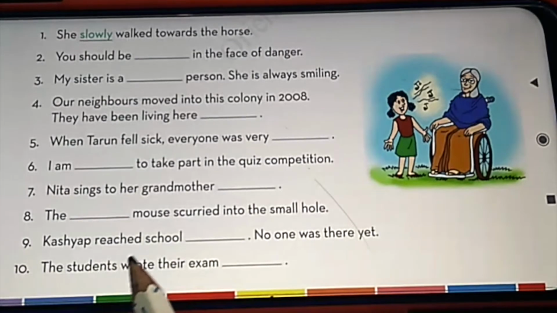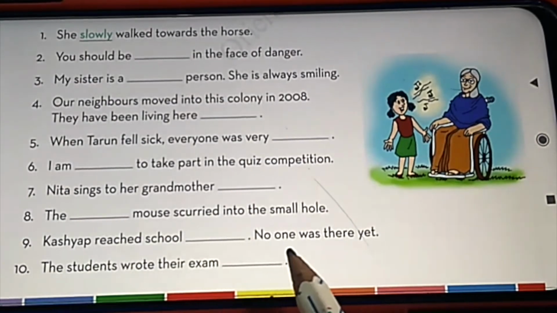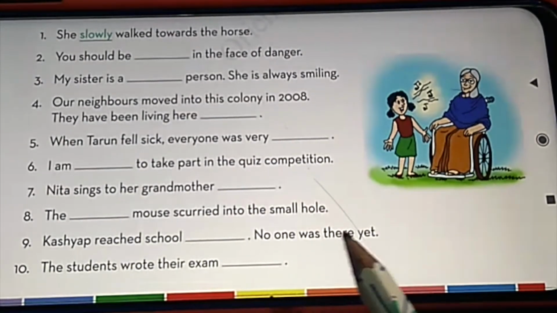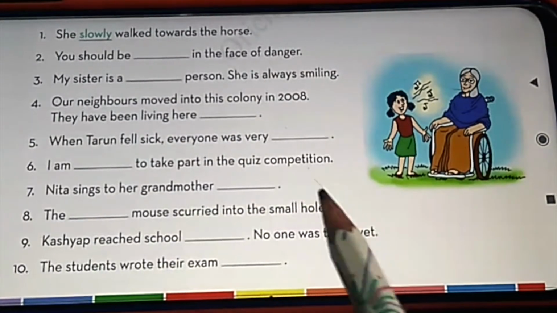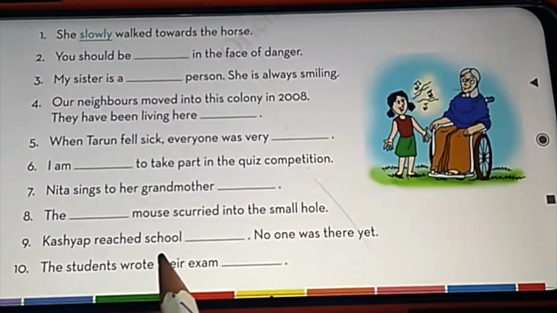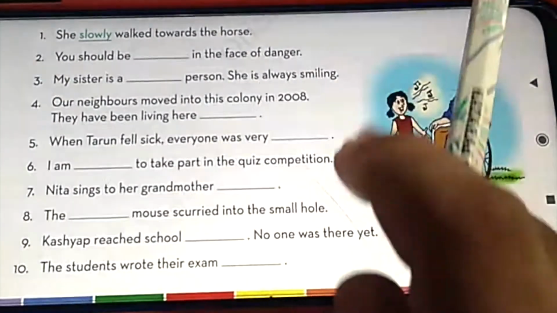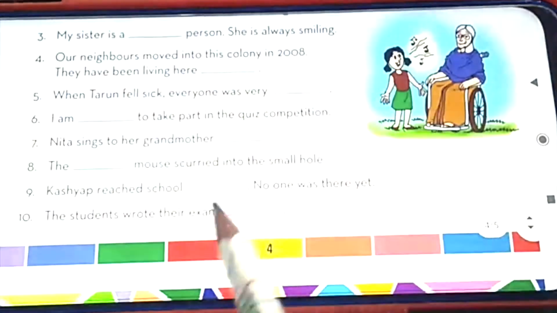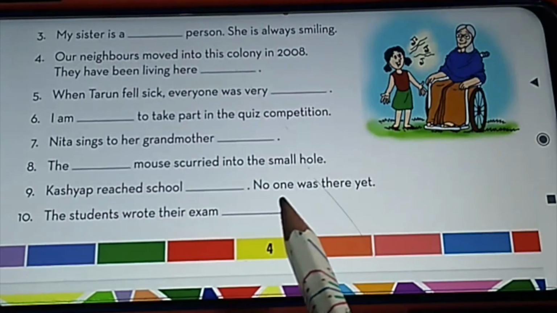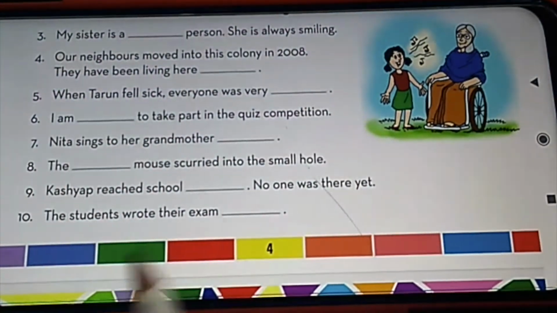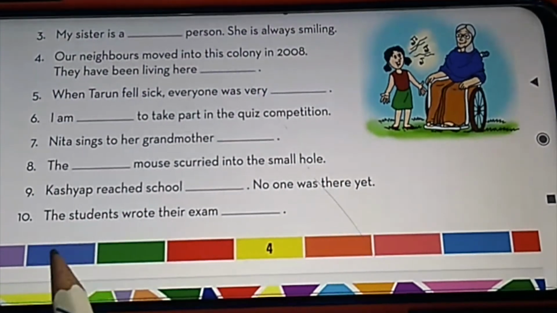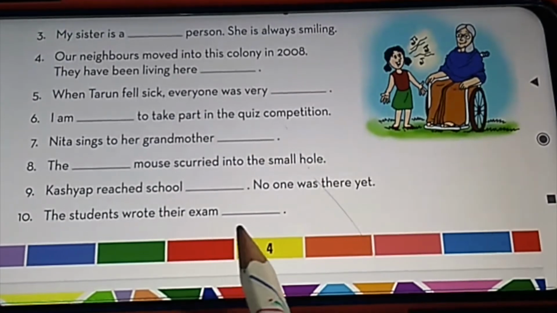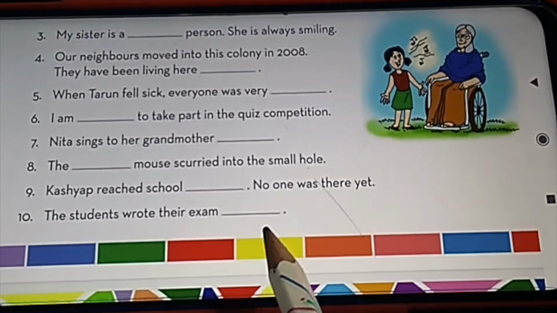Now, Kashyap reached school dash. No one was there yet. What will it be? Kashyap reached school early. Okay? Early. No one was there yet. And the last one is, the students wrote their exam dash. What will it be? Quietly. Okay.